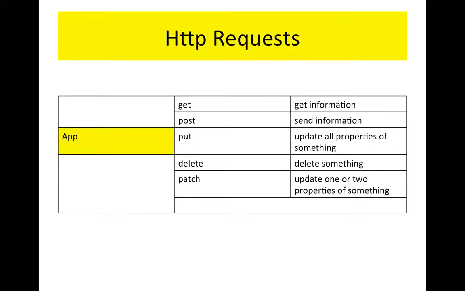We'll look at that in more detail, but let's look a bit more at these HTTP requests. We have app.get, post, put, delete, and patch. Each of those in turn means get information, send information, update all the properties of something, delete something, or update one or two properties of something. For get, post, put, delete, patch, respectively.